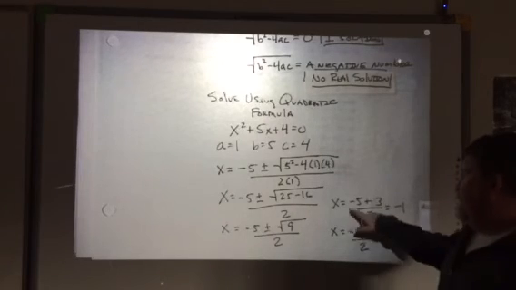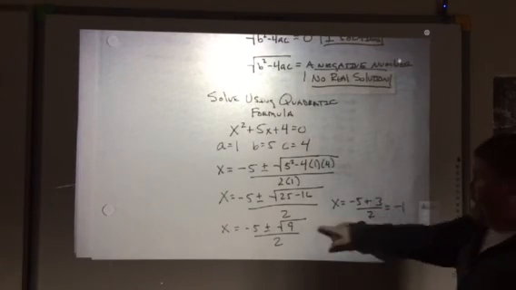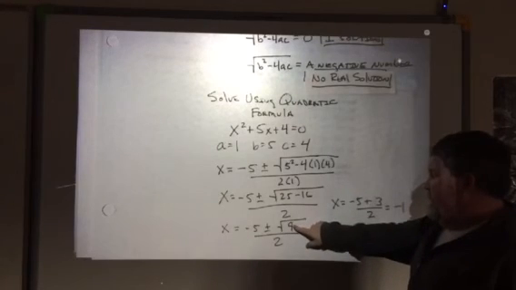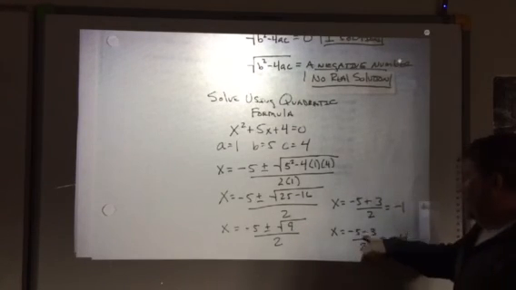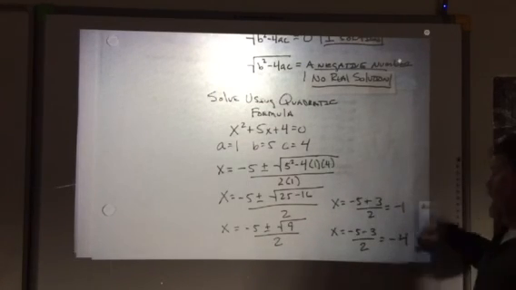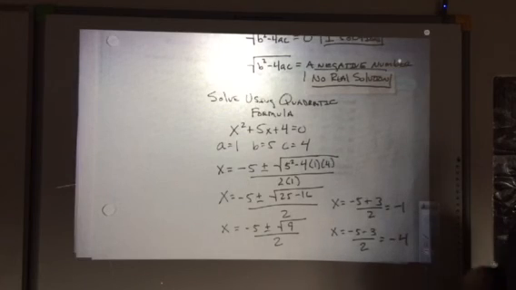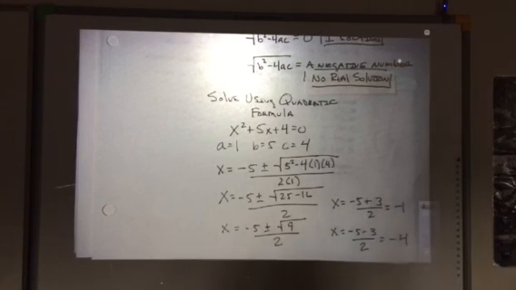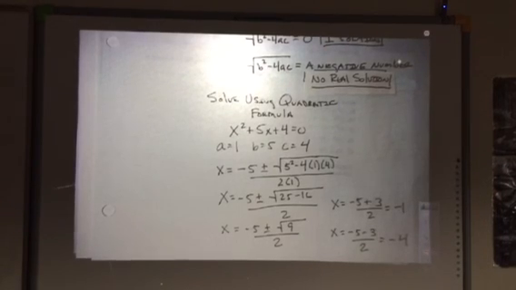Okay, so we come up to x equals negative 5 plus 3, because the square root of 9 is 3, over 2. Then negative 5 minus 3, because remember the square root is positive and negative. So our x-intercepts become negative 1 and negative 4. So you must be very careful when you're doing the quadratic formula on the classwork and the homework.